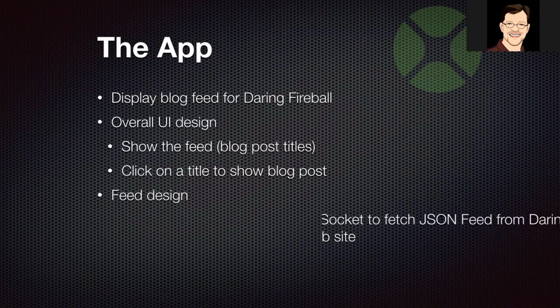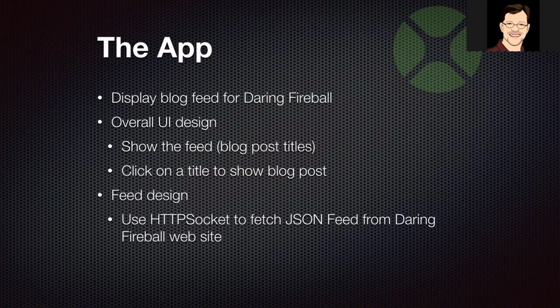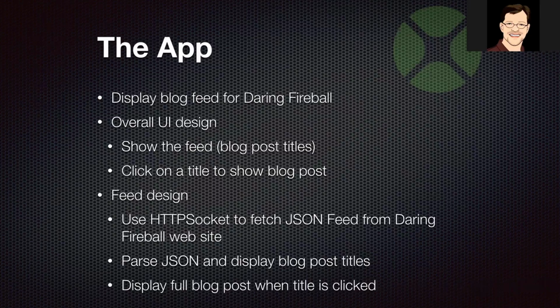And the feed itself, we're going to grab that from the internet using an HTTP socket. The Daring Fireball feed is in JSON format. So we're going to grab it right from there. We're going to parse that out, and then we will display the post titles in the UI. And then we'll also save the actual blog post itself. We'll save the HTML so that it can be easily displayed in the UI when you click on a title.